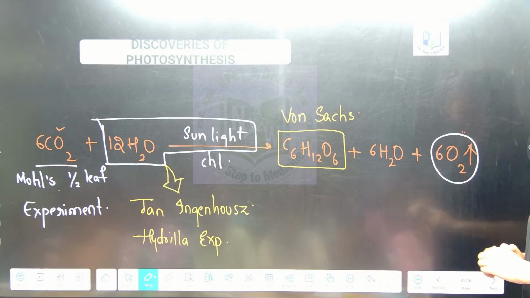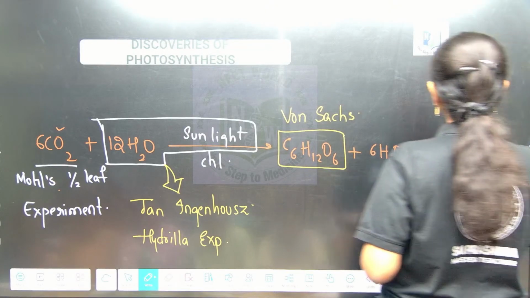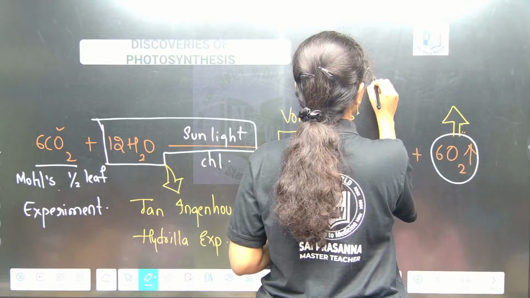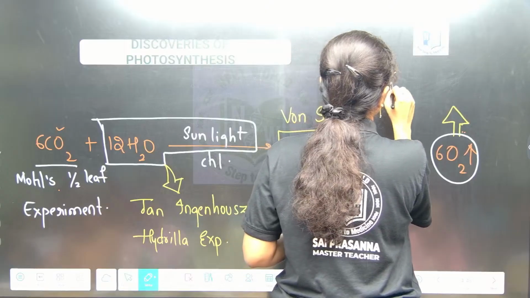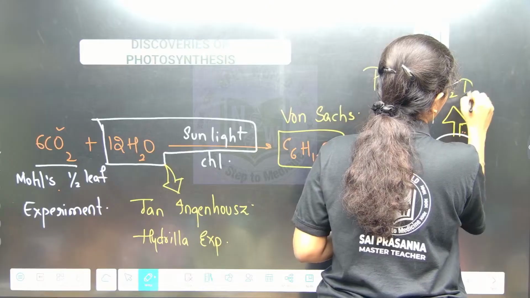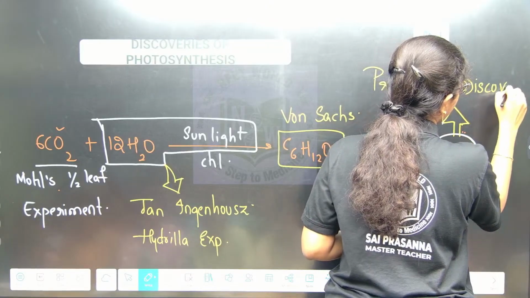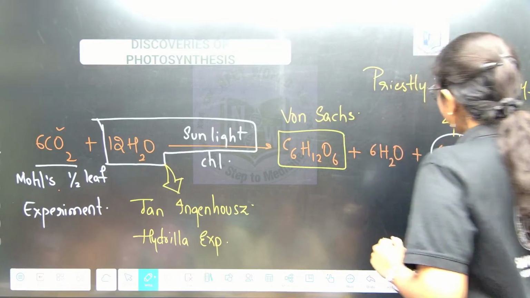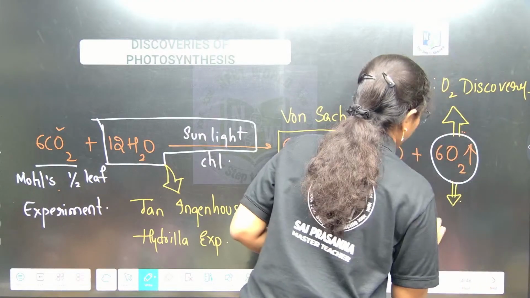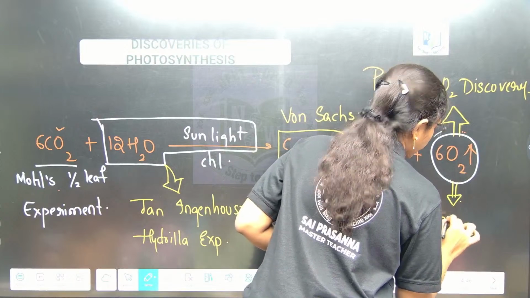When it comes to oxygen, who discovered oxygen? Yeah, Joseph Priestley. Who said that oxygen is evolved from photosynthesis? Very good.